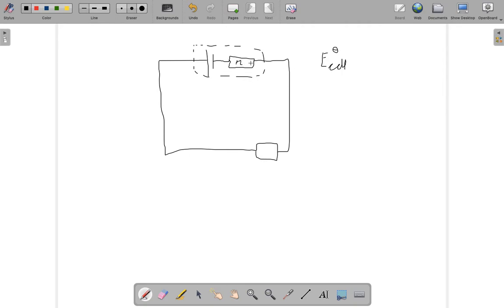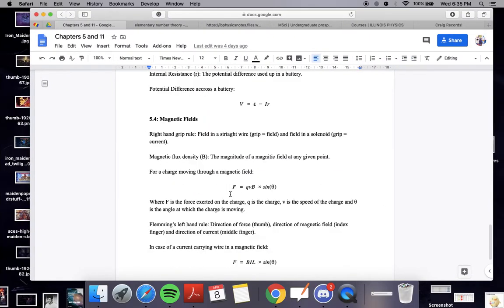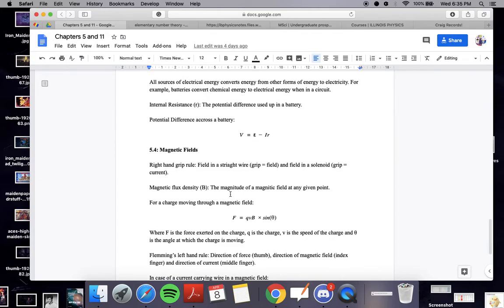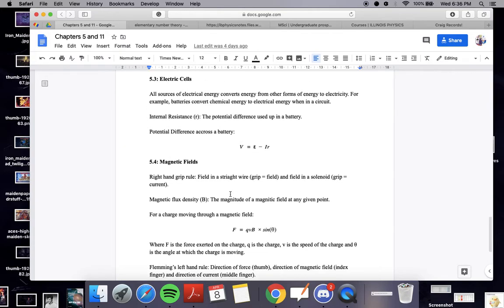We always use small r when representing it, and whenever you have a cell, the potential difference from the cell will be equal to the electromotive force E minus the current produced I times the internal resistance small r. And that, I believe, should be all that is there for 5.3.